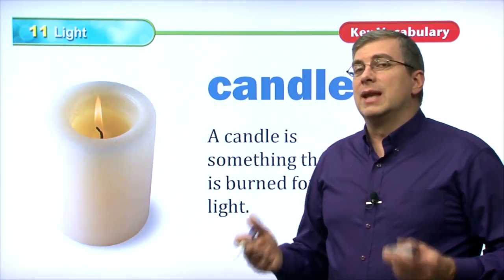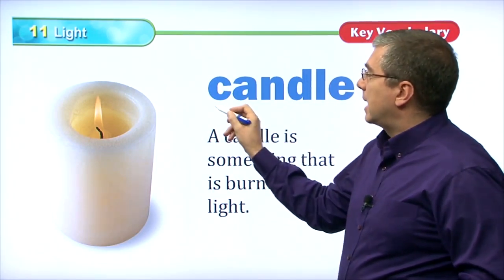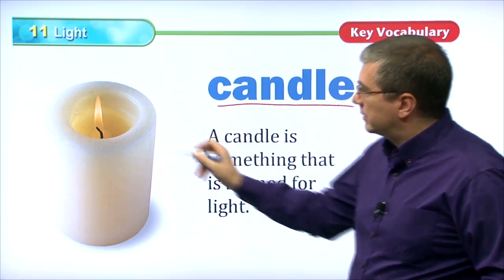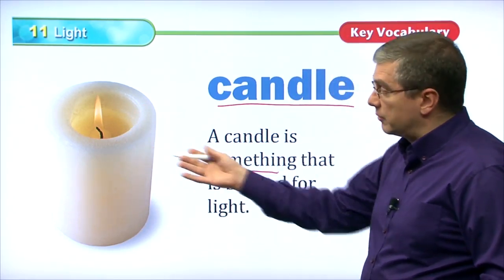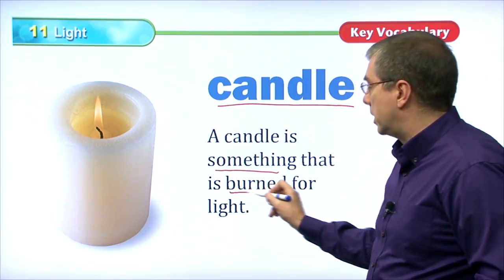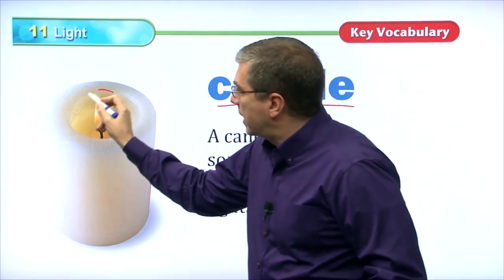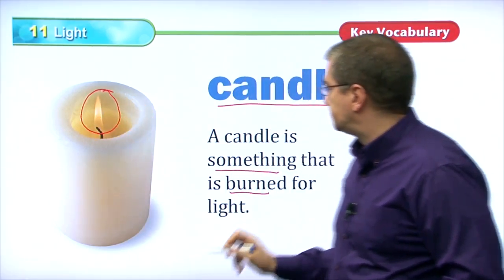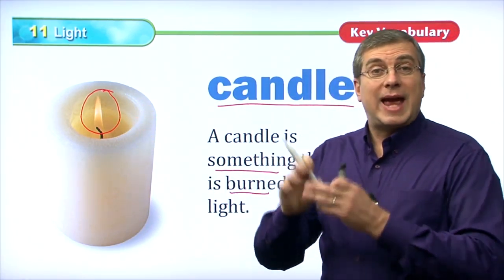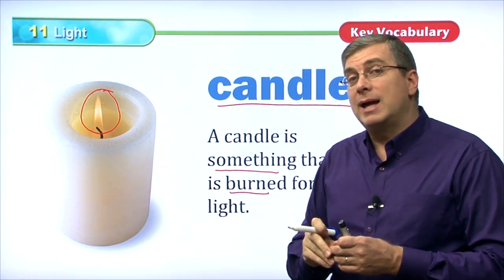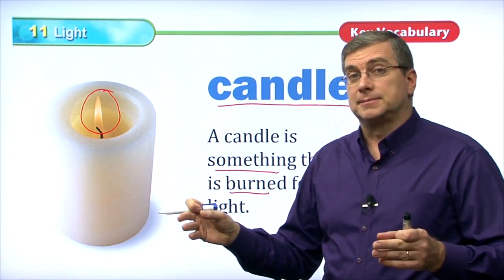Where can we get light? Well, one place we can get light is from a candle. And this is a good picture of a candle. A candle is something, it's an object, that is burned. This flame is burning the candle, right? For light. We burn the candle because we want to have light. If we want more light, we burn more candles.